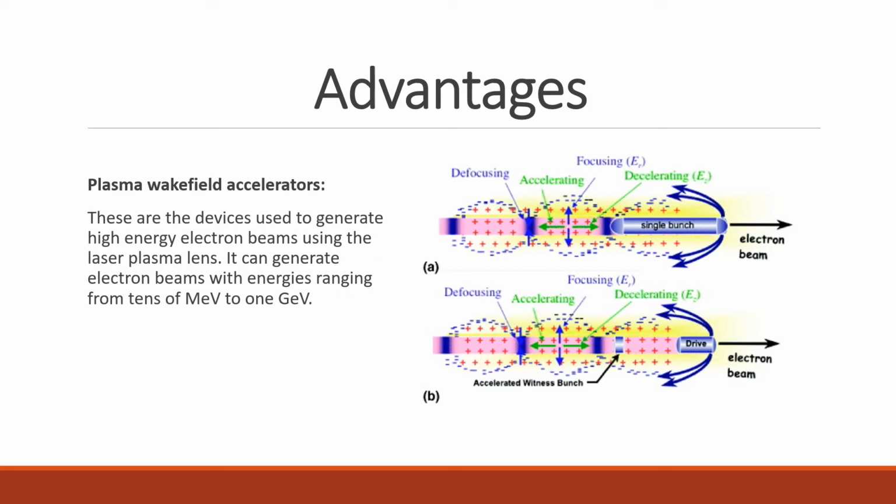Lastly, plasma wake field accelerators. These are the devices used to generate high-energy electron beams using the laser plasma lens. It can generate electron beams with energies ranging from tens of mega electron volts to 1 giga electron volt.